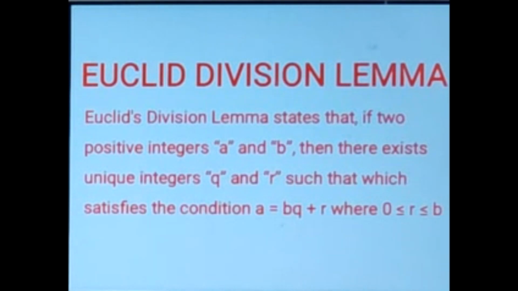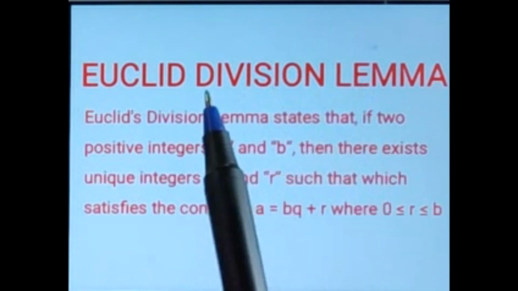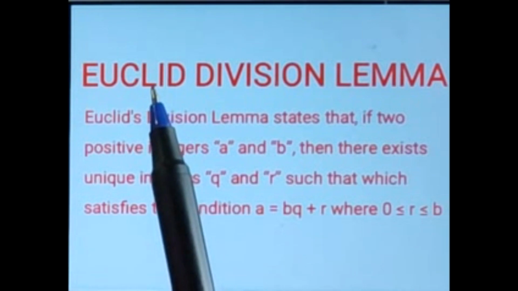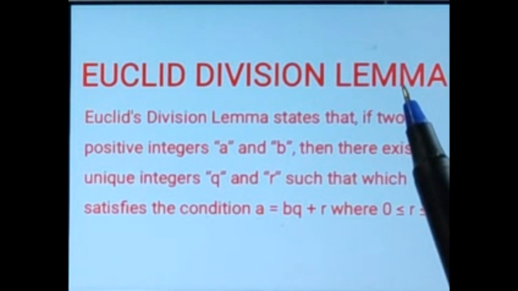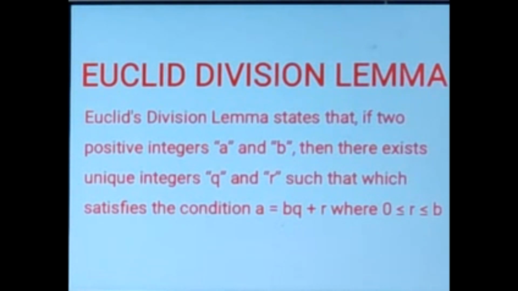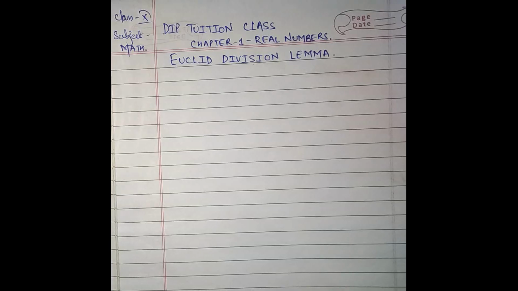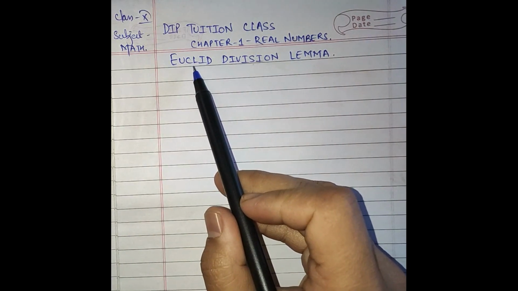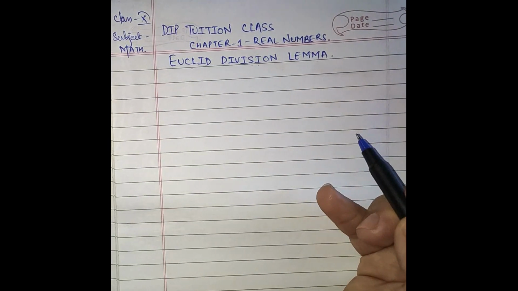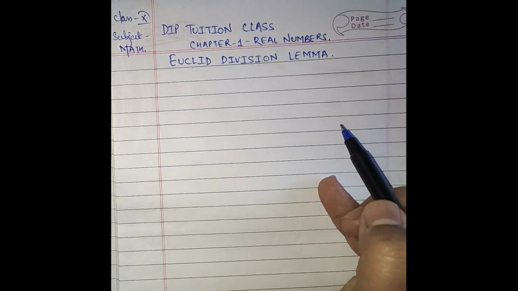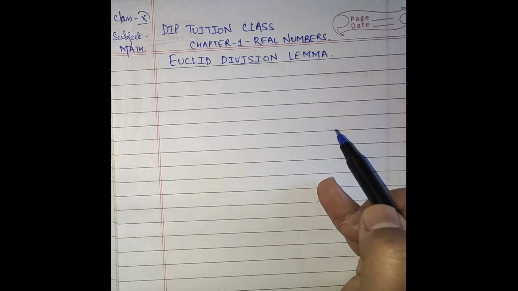Let me clear up three things here. Euclid is a scientist's name. Division is based on the divisibility method, the division method, and lemma is a statement. Lemma is a theorem, you can say, used to prove another statement. So students, after knowing the meanings of Euclid, division and lemma, let us try to understand this Euclid's division lemma with a better example.